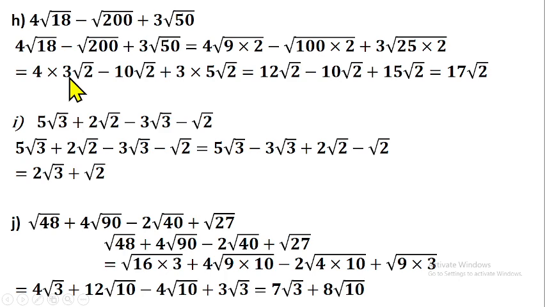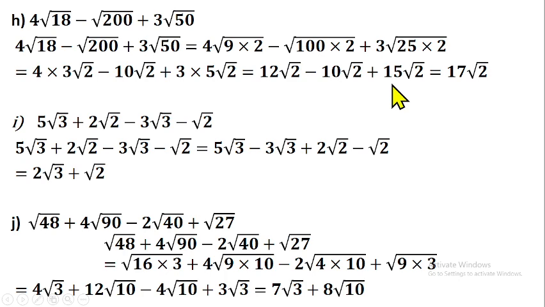Then we can simplify √100. What is √100? That is 10√2 left here. Then, what is √25? That is 5. Then that means we're having 5 times 3, then √2. Do we understand that now? So, what is 4 times 3? That gives us 12. That means you have 12√2. Then this one's minus 10√2. What is 3 times 5? That should give us 15, plus 15√2.